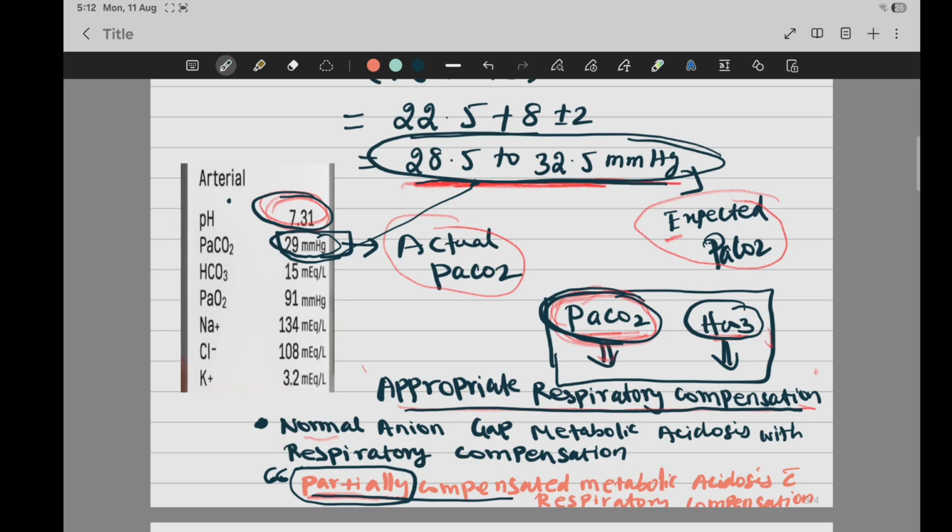Whenever you see the pH value is normal, it means fully compensated. If it is deranged, you can always say partially compensated. If it were 7.35, you could mention fully compensated, but here it is 7.31, still not compensated. So it is partially compensating, and you tell partially compensated. So: partially compensated metabolic acidosis with respiratory compensation. Is it clear to you?